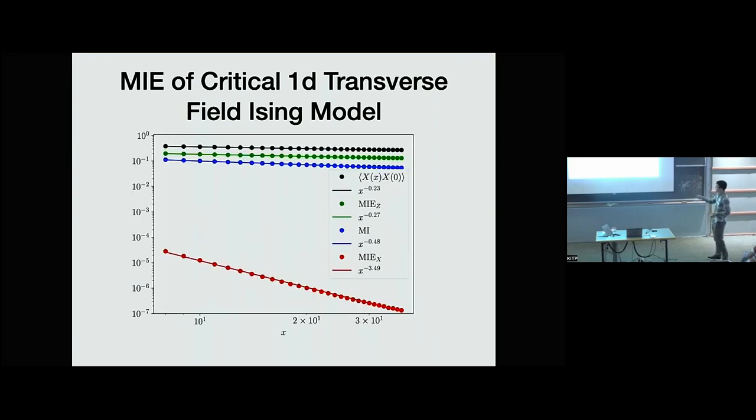So here I've plotted the 2-point XX correlator, MIE, MI, and MIE in a different basis versus the distance between the two qubits A and B on a log-log plot. And as you can see, the MIE, they all decay slower than the XX correlator, as expected.